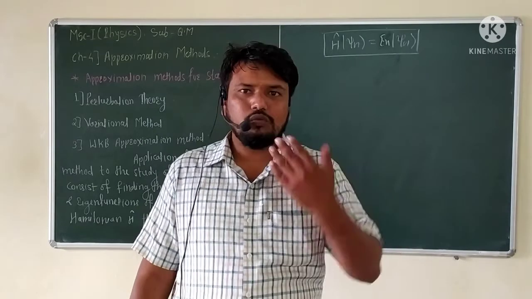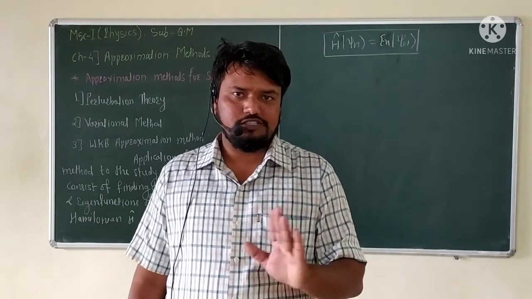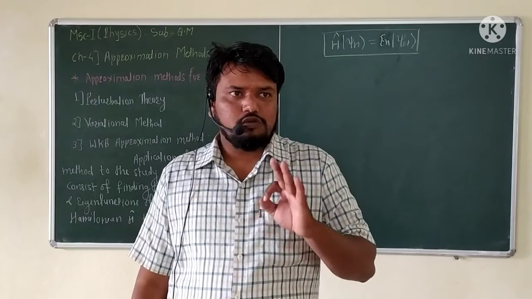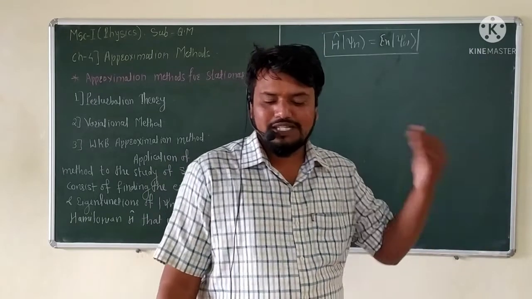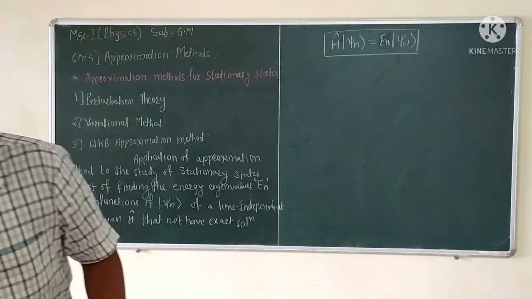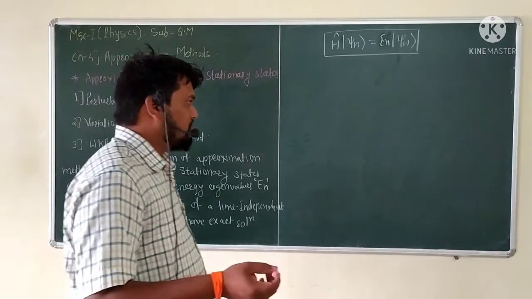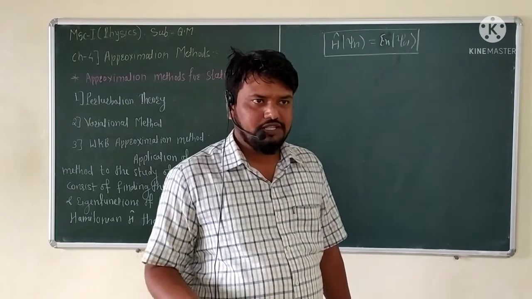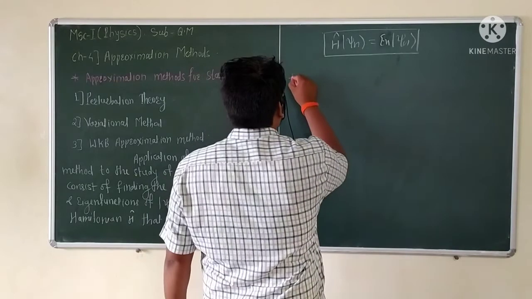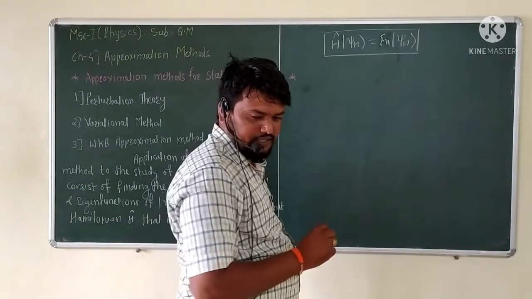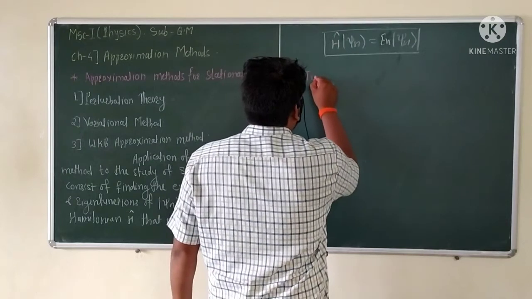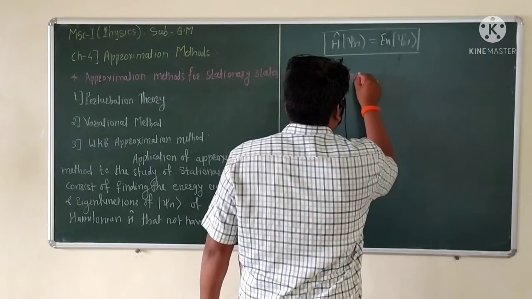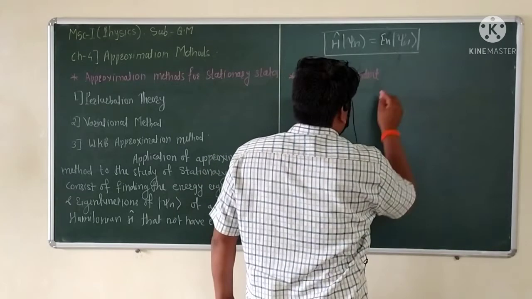First of all we want to see the general part of the perturbation theory, variational theory, or WKB approximation. The general part is the time independent theory. After that we will see the theorem of the perturbation theory, so in general, the idea of the time independent theory.